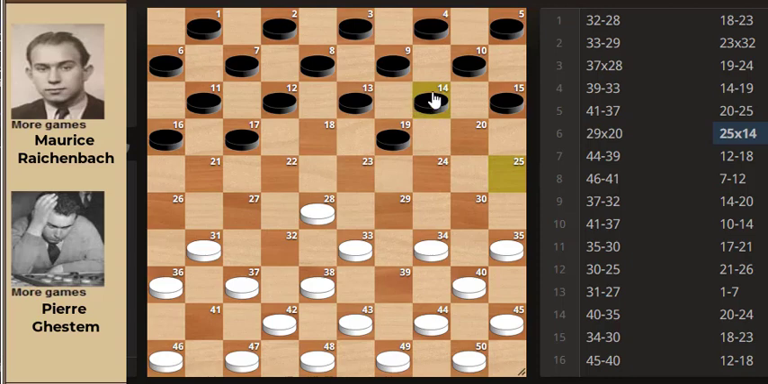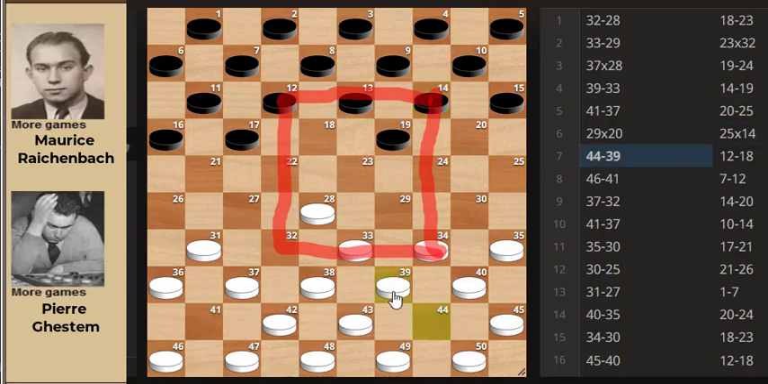His current piece is at square 14. Square 14, we draw the square. Then we know where we'll play. Ghestem played 44-39. Another option is 46-41. 46-41 can also be played.